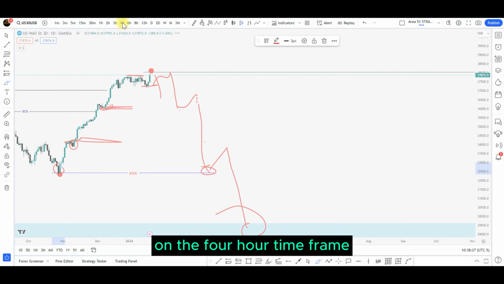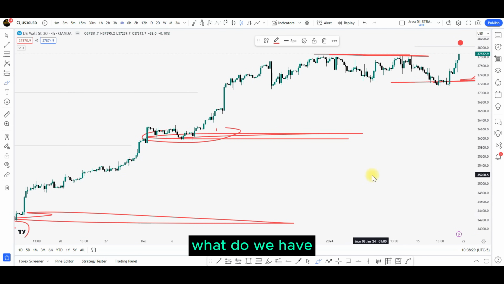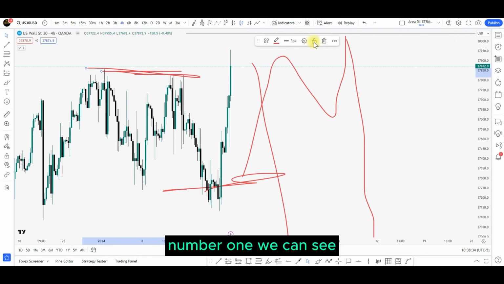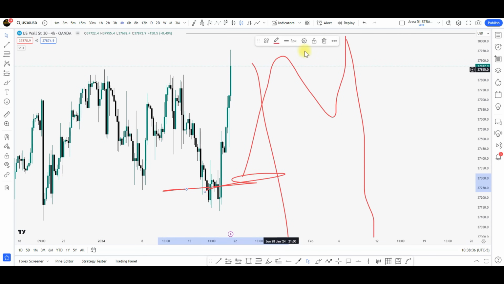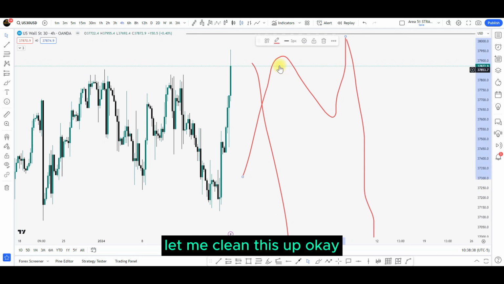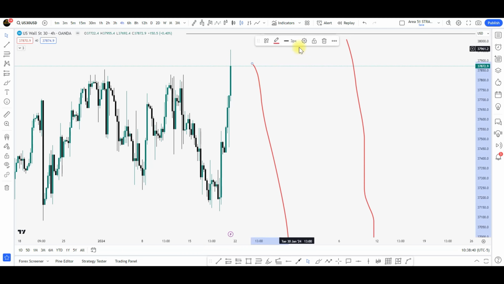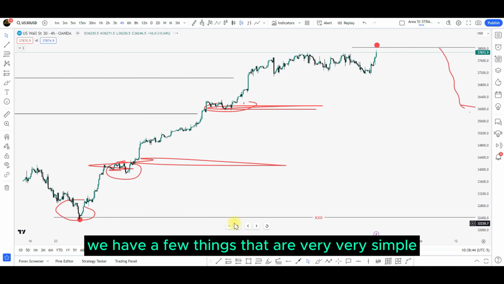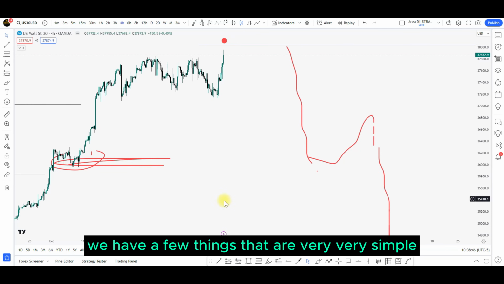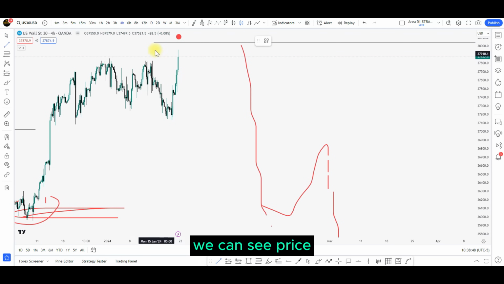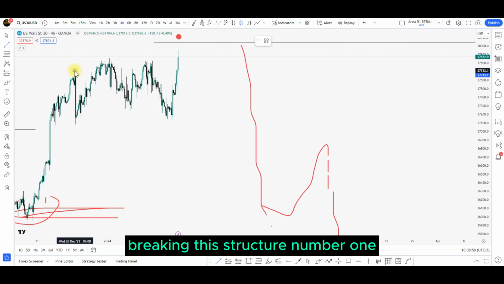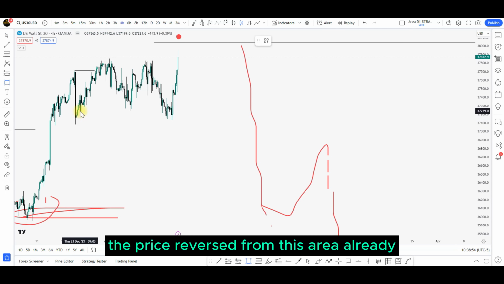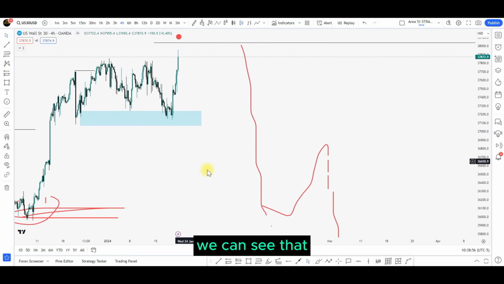All right, on the 4-hour time frame, what do we have? Let me clean this up. On the 4-hour time frame, we have a few things that are very, very simple. We can see price breaking this structure, number one. And once it did, price reversed from this area already. We can see that.